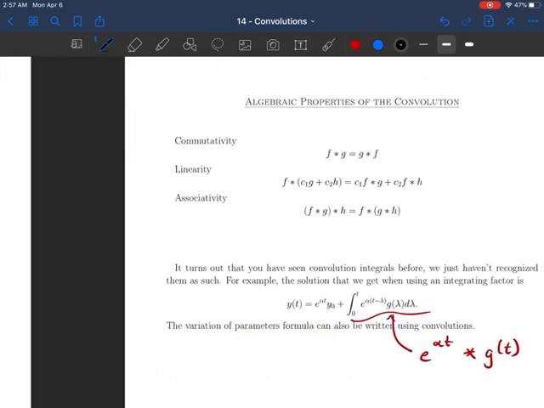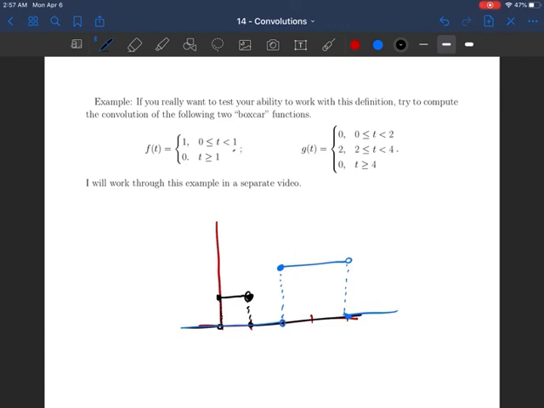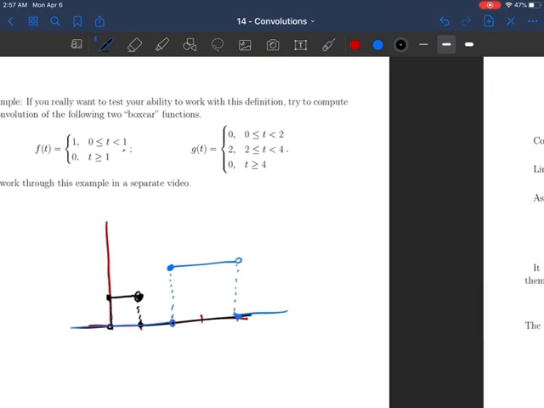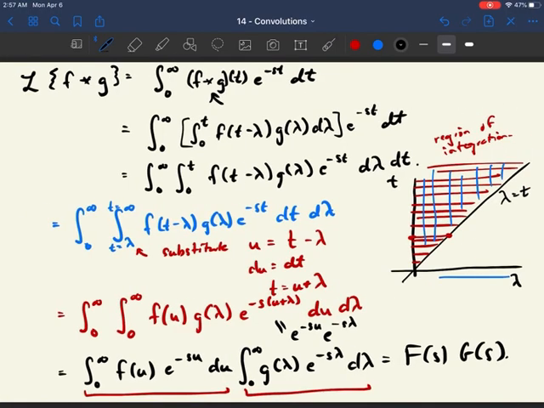All right, so that's it for now. Again, we're going to work out some examples of things like this, so have a look at that. As I mentioned, we have this boxcar problem that we're going to work out in a separate video. And then we're going to be moving on to talk about the Dirac function and how that interacts with all of this fun.